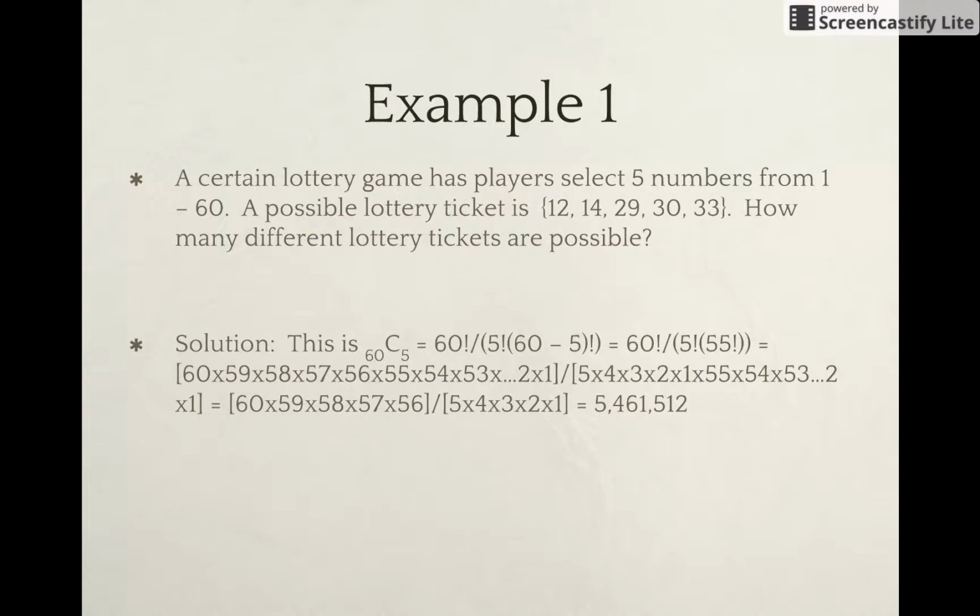Let's take a look at an example. Lottery problems are very good examples to begin with here. Let's take a look at a lottery game that has players select 5 numbers from 1 through 60. For example, a possible lottery ticket could be 12, 14, 29, 30, and 33. In this counting problem, we want to know how many different lottery tickets are possible.